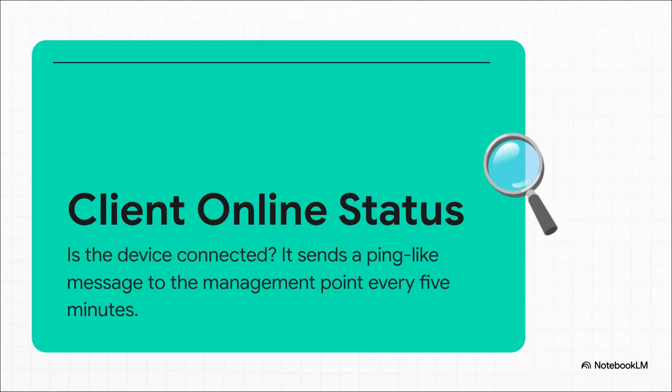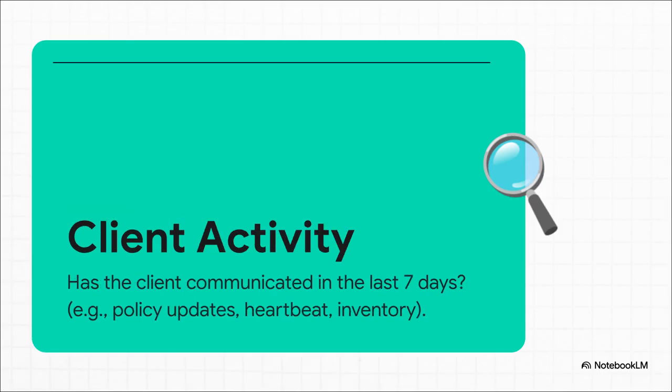First up, let's talk about client online status. The best way to think about this is like a real-time heartbeat. Seriously, every 5 minutes, the client sends this tiny little ping-like message back to the management point. If the server gets that ping, boom, you know that device is online and connected right this very second. Now, it's really important not to get that confused with client activity. They sound similar, but they're different. Client activity isn't about right now.